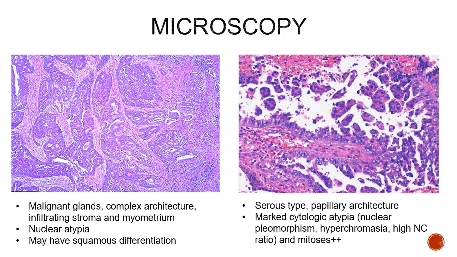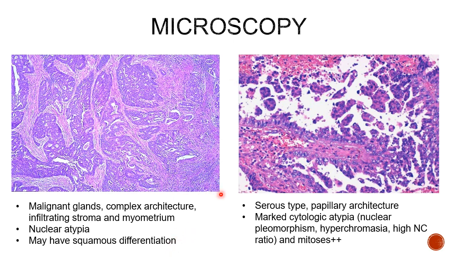The microscopic morphology depends on whether you are dealing with a type 1 carcinoma or type 2 carcinoma. In type 1 carcinoma, because they are endometrioid in nature, they tend to resemble the normal endometrium to a certain degree. So the malignant glands are arranged as complex architecture. They infiltrate the stroma and the myometrium. They can have nuclear atypia. And the thing about endometrial carcinoma is quite a proportion of them will have squamous differentiation, but this does not affect the grade or behavior of the tumor.